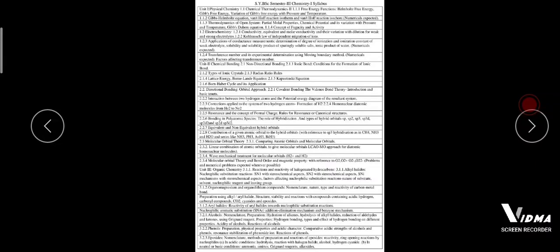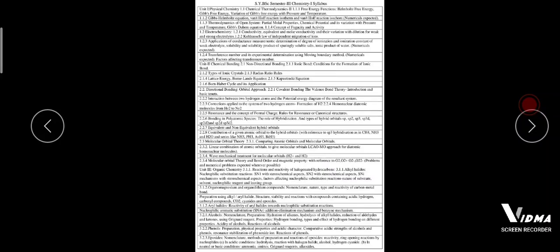There are two types of bonding. One is the directional bonding and another one is the non-directional bonding. In the non-directional bonding we have to see the ionic bond, then the conditions for the formation of this ionic bond, types of ionic crystal, then radius ratio, lattice energy, Born-Landé equation, Kapustinskii equation, Born-Haber cycle and its application that we have to see.